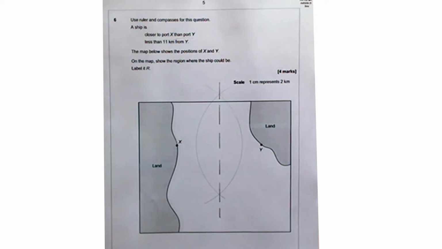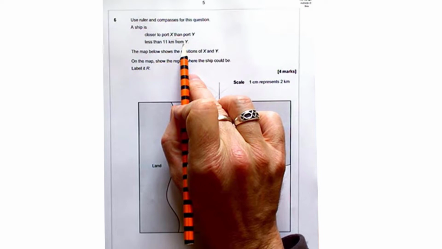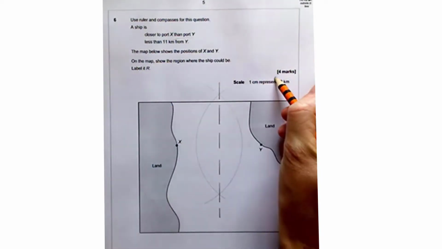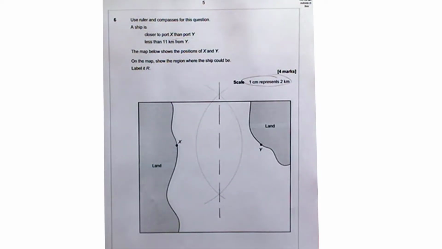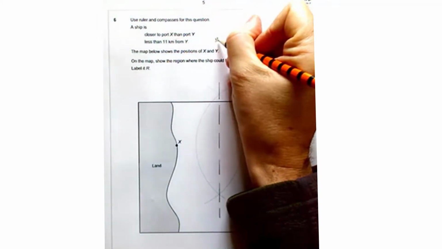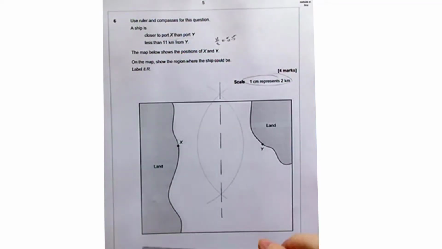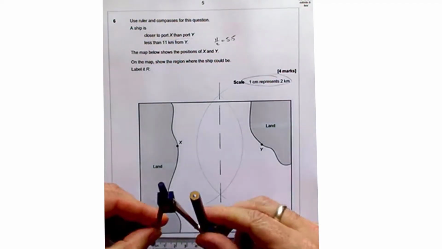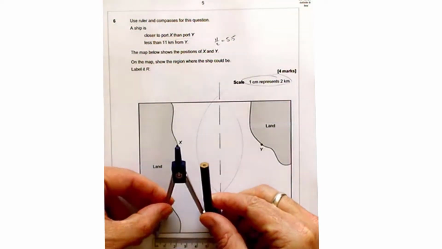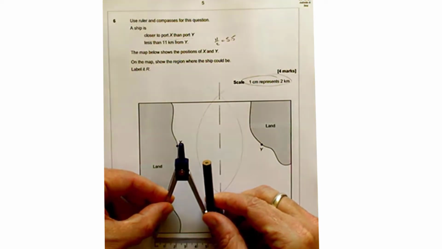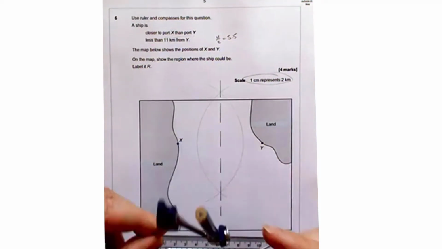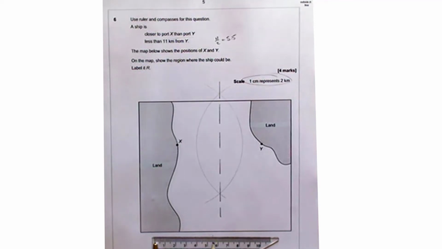and Y. Right, now next we need to work out the points which are less than 11 kilometers from Y. Now the scale of this diagram is 1 centimeter represents 2 kilometers. So taking 11 and divide it by 2, I should have a distance of 5.5 centimeters on my diagram. So we need to get our compasses out again. We need to set it to 5.5 centimeters. So we can use the marks on our ruler to make sure the distance between the tip and the pencil is exactly 5.5. And then we can draw a second arc based on Y.